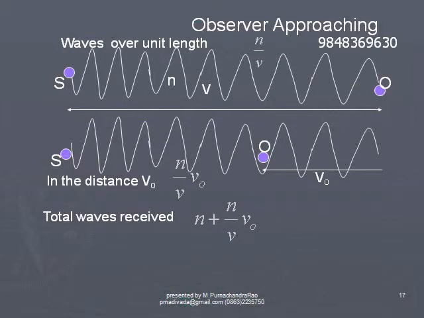If the source is at rest and the observer is also at rest, he receives n waves. Because of the motion of the observer, the number of extra waves received by the observer is n by v into v naught. So the total number of waves received by the observer is n plus n by v into v naught. This is the relation used for calculating the apparent frequency when the observer approaches the source.